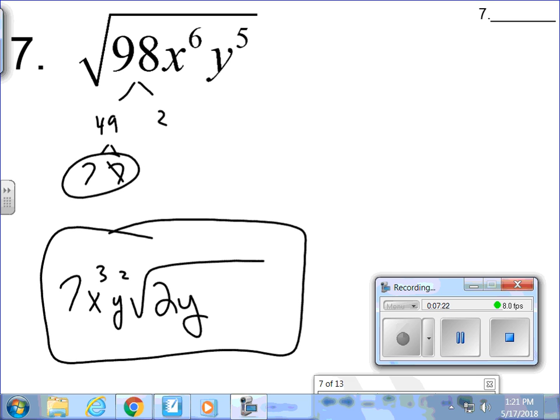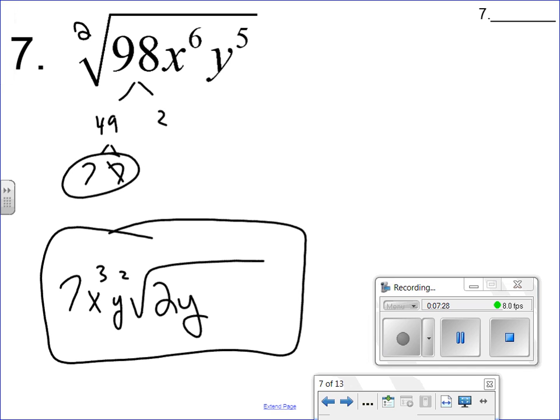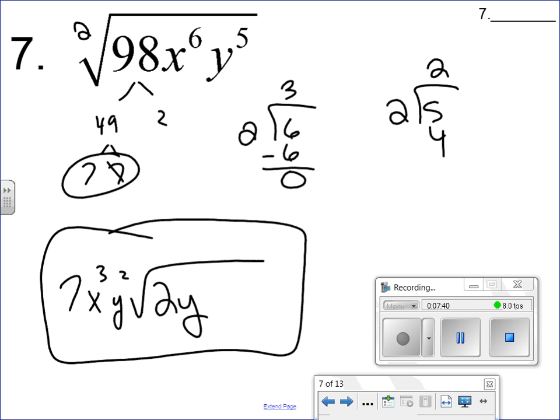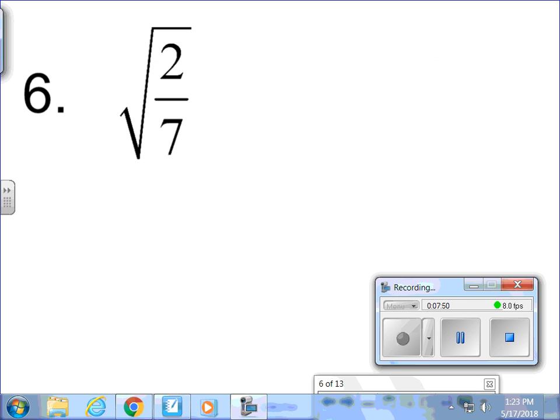Alright, on this one we were looking for 2 guys to break out of jail. We found 7s that could come out. And then it's just your long division. Keep in mind there's a little 2 here. So 6 divided by 2 is 3, remainder 0. 3 x's get out, no x's remain in. And 5 divided by 2 is 2, remainder 1. So 2 y's get out, 1 y remains in. There's your answer. Questions on that one?